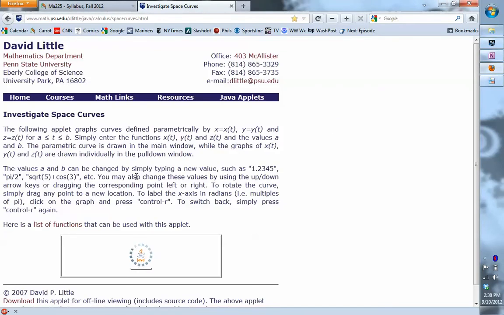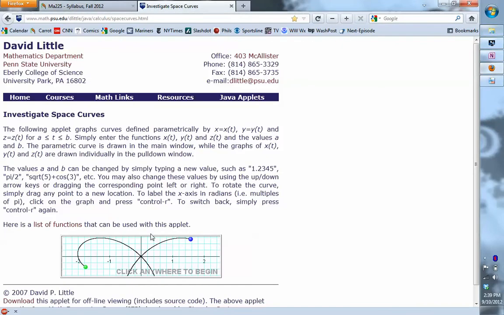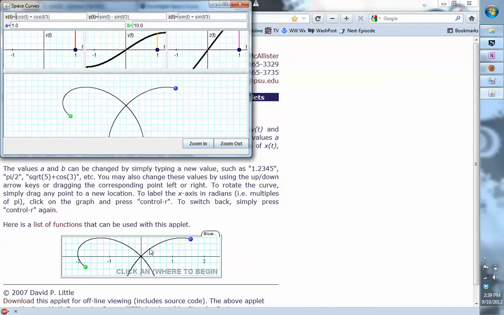This is a Java applet, so you have to have Java installed on your computer in order to use it. And as you noticed, I got to this page following this link right here on the class syllabus. It's kind of weird. It goes to this web page and launches Java, but then you have to click again to get the application to actually start up.